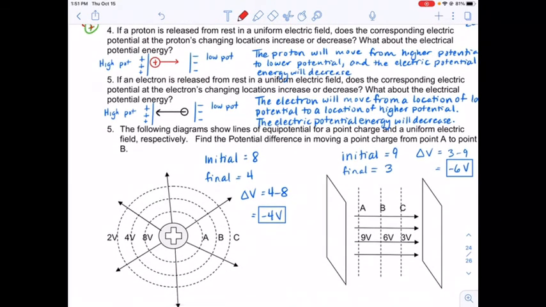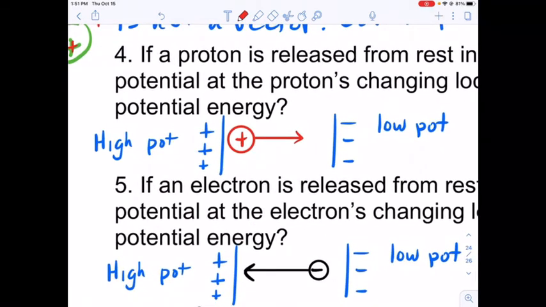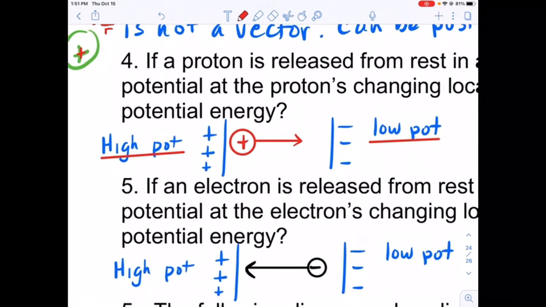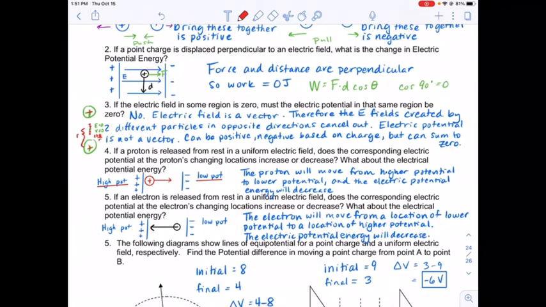Let's look at question 4. If a proton is released from rest in a uniform electric field, does the corresponding electric potential at the proton's changing location increase or decrease? What about the electrical potential energy? By definition, when we have a capacitor, which is two charged plates separated by a distance, the positive plate is always high potential. That's the definition. And the negative plate is always low potential. A positive charge is going to move to the right. So a positive charge is going to move away from the higher potential toward the lower potential. And like a falling object, its potential energy is going to decrease.